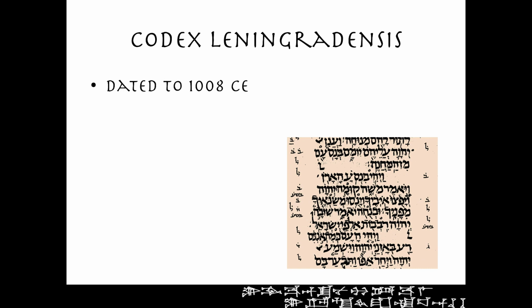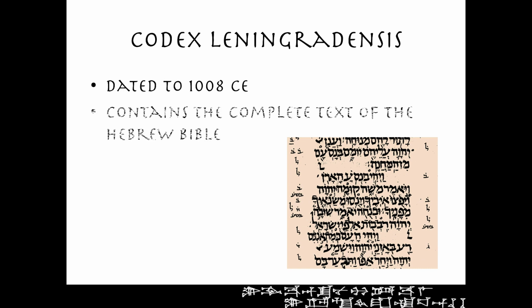Codex Leningradensis, dated to 1008 CE. This is a complete copy of the Hebrew Bible, the Old Testament, and it's the basis for Biblia Hebraica Stuttgartensia because of that. So you can see if you look here at the text on the side, it looks remarkably consistent with what we've been looking at when we copy and paste portions of our BHS for examples. So this is Codex Leningradensis.